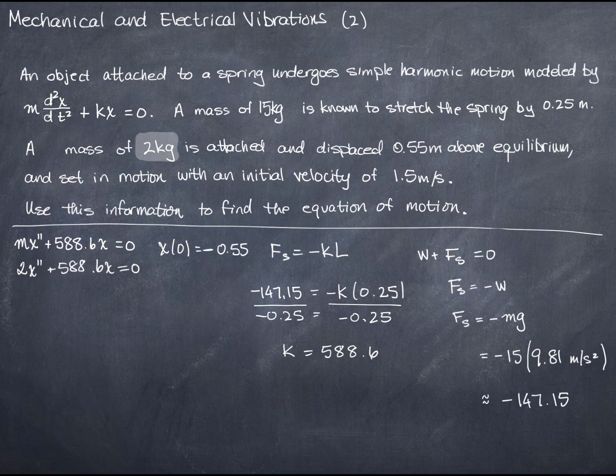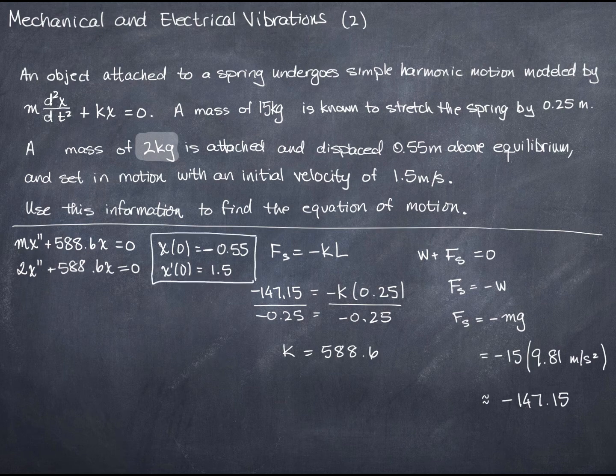Okay, now the other piece of information we're told here is that it's set in motion. We don't just let it go. We let it go with a little bit of a push. And that push, that initial velocity, is 1.5 meters per second. So now we also know that the velocity of the thing at time 0 is given as a constant. So we have these initial conditions.